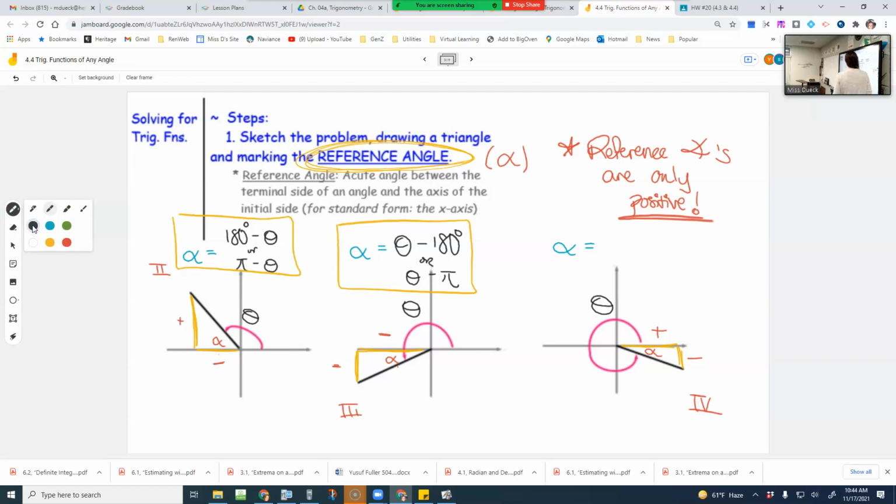And then, wait a minute. What's the bigger angle in the fourth quadrant? Careful, we're not going to 270. We can't subtract. We've got to get up to the x-axis. It's 360. So I'm going to do 360 minus theta, or 2 pi if I'm doing it in radians.